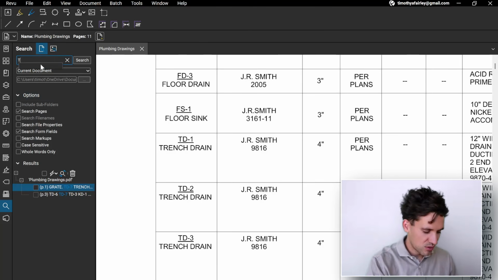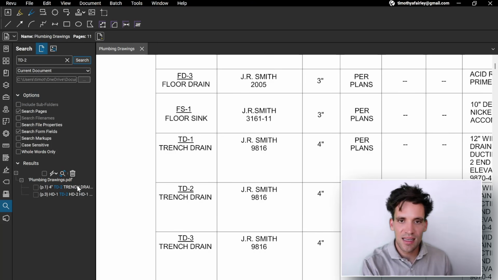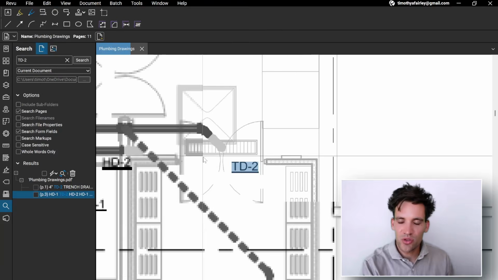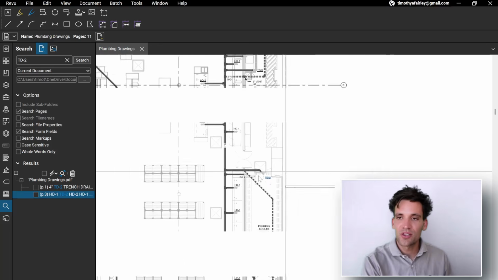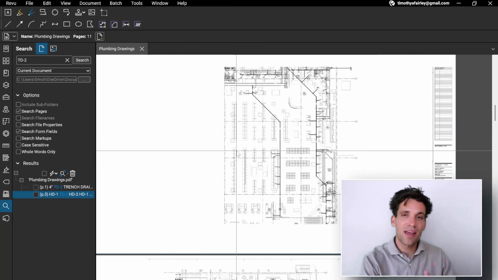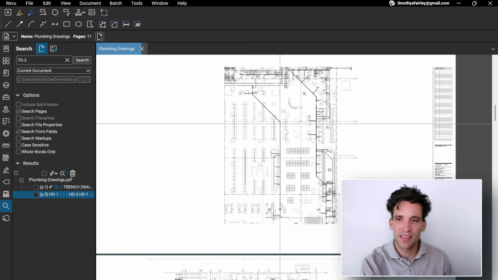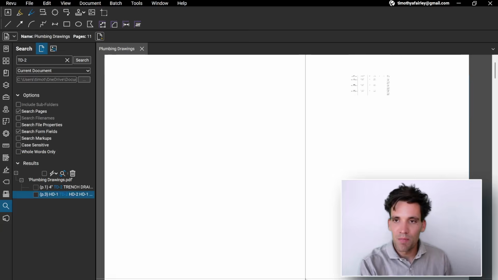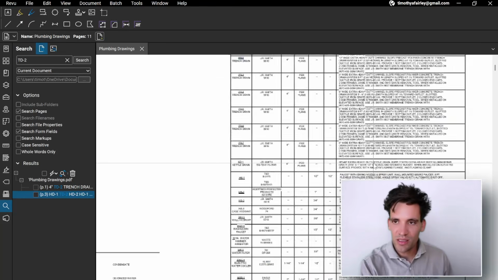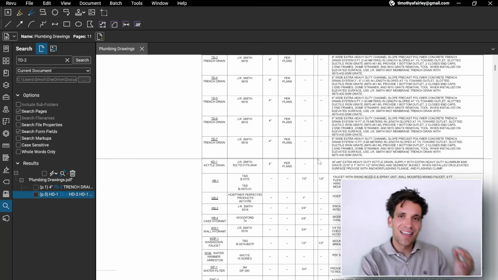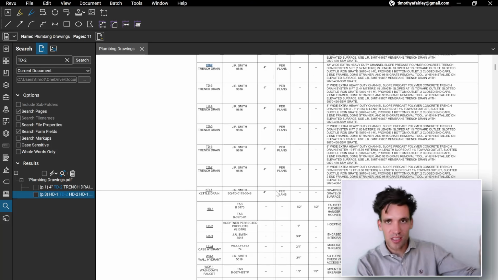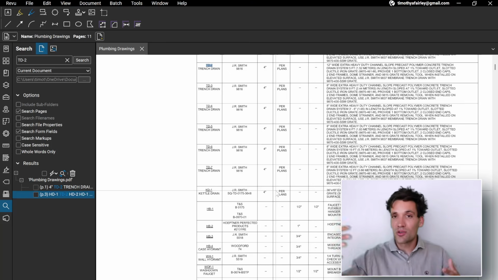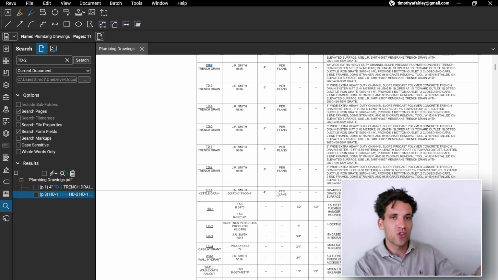And then if we search in the document that tag TD2, we can see that trench drain type 2 exactly where it's being used. So the layouts basically just show you where everything is, the length of things, how it all connects together. The schedules and the product specs will tell you exactly what everything is. So you have to look at both the product specs and the layouts. The layouts tell you everything. The product specs tell you what you're actually installing.